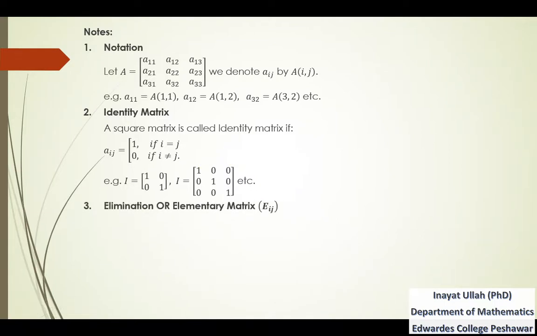This third note is very important regarding your coming questions and all coming topics: the elimination or elementary matrix. What is an elimination matrix or an elementary matrix? The elementary matrix or elimination matrix is denoted by E, with the suffix ij, just like this ij.